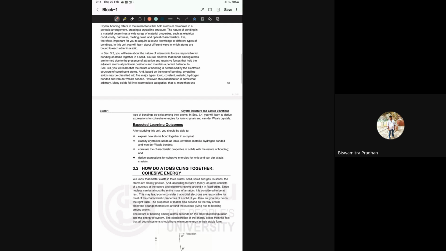The expected outcome from this chapter would be to explain how atoms bond together to form crystals, then classify these crystals such as ionic, covalent, metallic, hydrogen bond, or van der Waals. Then correlate the characteristic properties of solids with the nature of bonding. What kind of bonding will show what kind of characteristics? And derive an expression for cohesive energy for ionic and van der Waals systems.